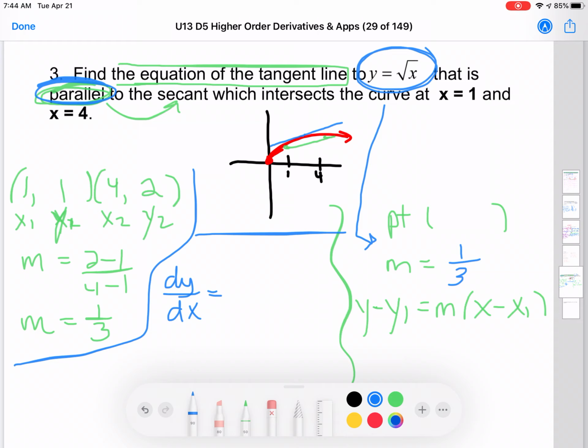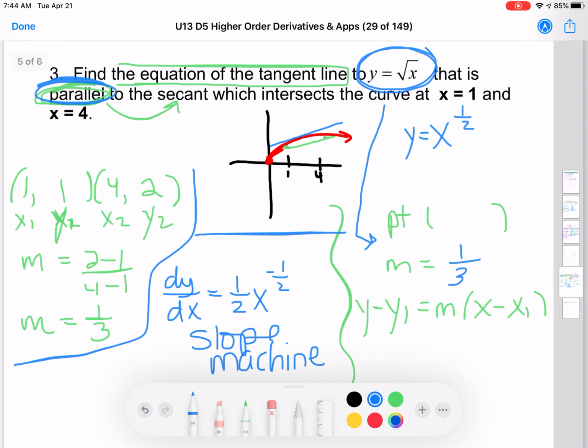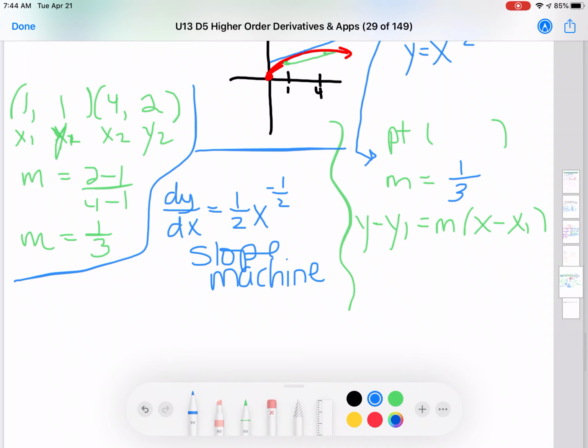Before I do the derivative, let's change square root of x to the 1/2, so we can just use the power rule. So y equals x to the 1/2. So 1/2 times 1, keep the base, decrease the power by 1. Okay, so that is the slope machine. But remember, we already know what the slope is. That's why this question is definitely way different than any of the other ones we did. We already know what this is equal to. It's equal to 1/3. So I'm going to take 1/2 x to the negative 1/2 and set it equal to 1/3. And now we just got to solve this.